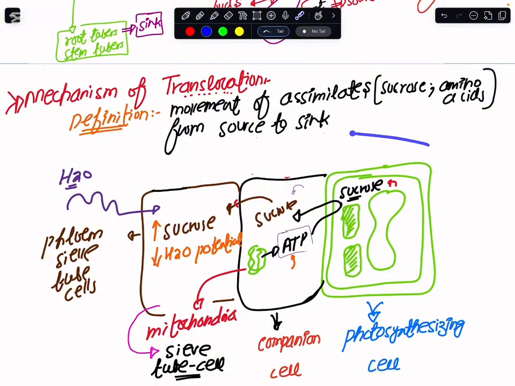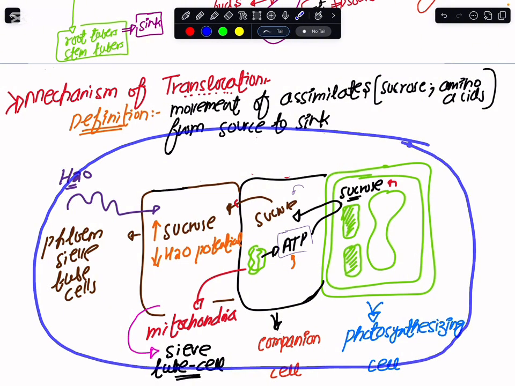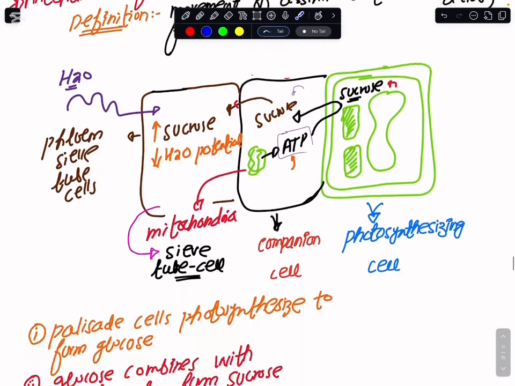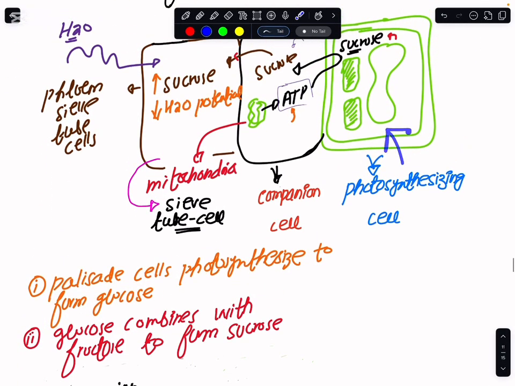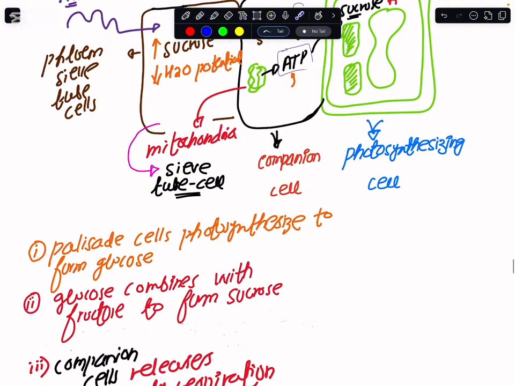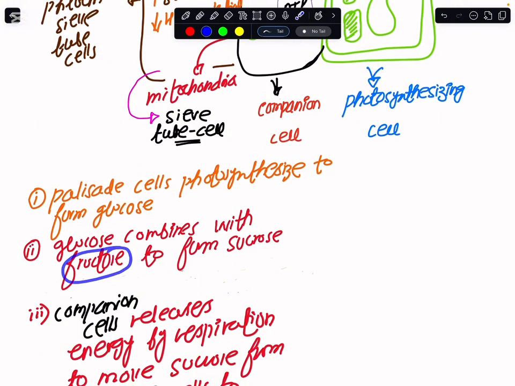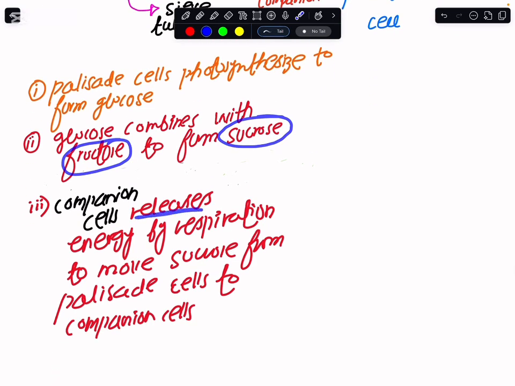So if I were to tell you the points that you need to remember in the mechanism of translocation, what we have to understand is that the palisade cells photosynthesize and make the glucose. The glucose combines with the fructose and we form sucrose out of it. The companion cells then release energy by respiration, and that moves the sucrose and the amino acid from the palisade cells to the companion cells.